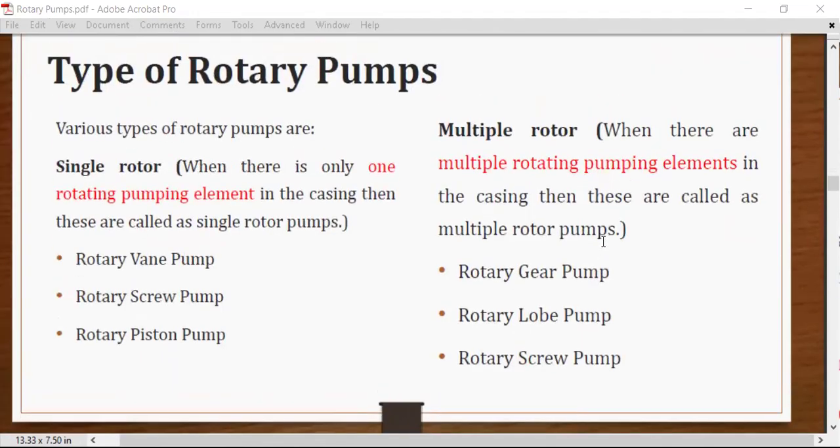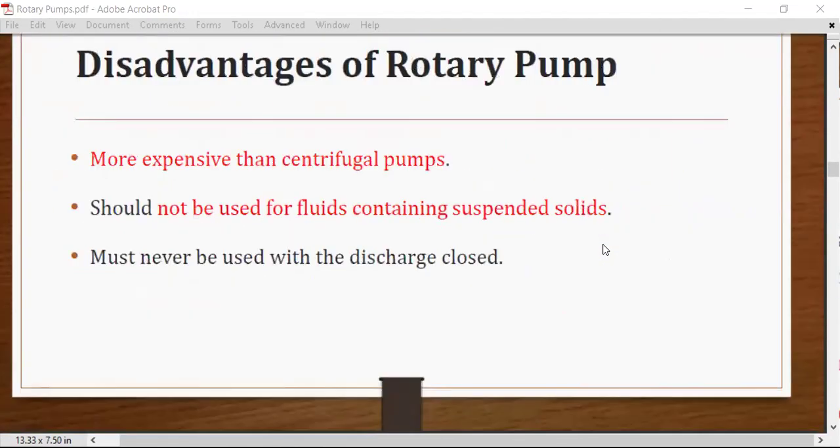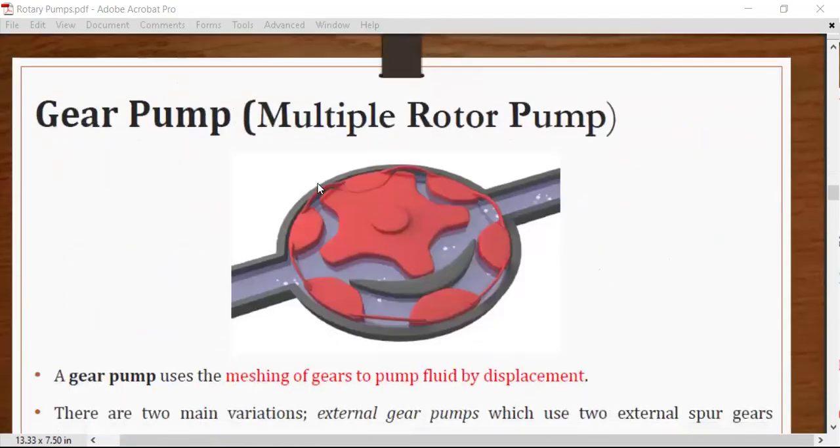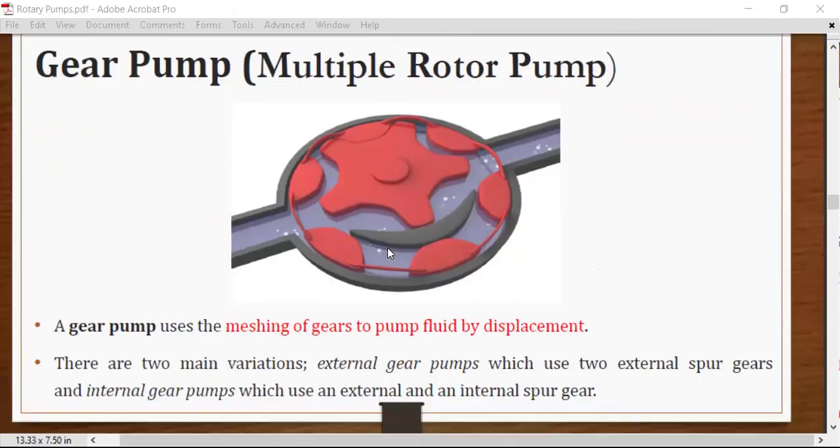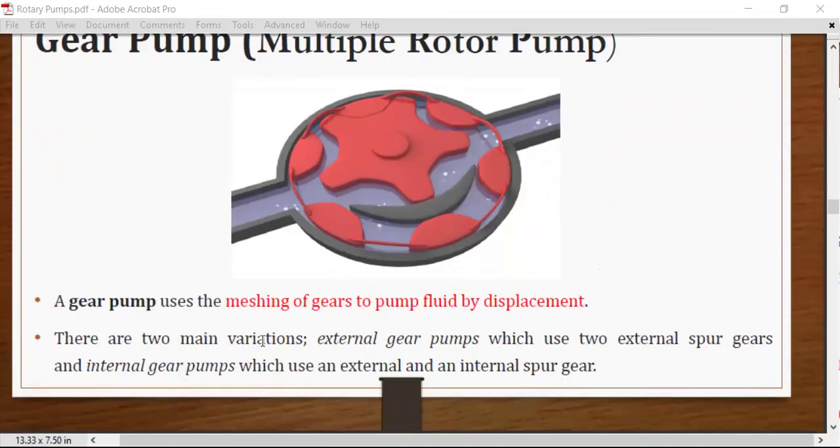So this is the schematic view of a multiple rotor gear pump. A gear pump uses the mechanism of gears to pump the fluid by displacement. There are two main variations in the gear pumps. One is external gear pumps, which use two external spur gears, and internal gear pumps, which use an external and an internal spur gear.